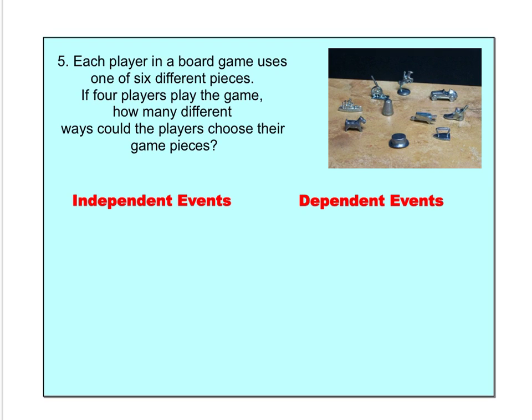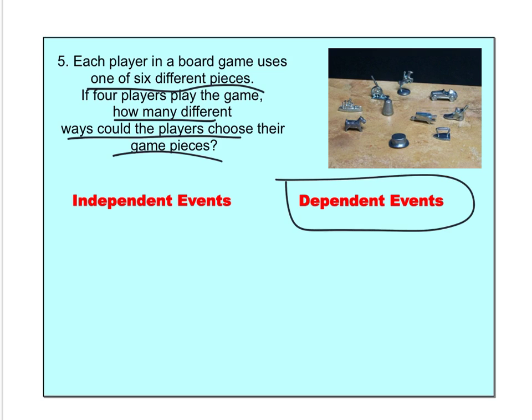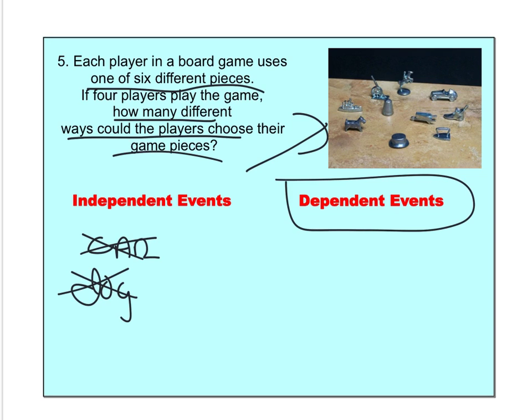So each player in a board game uses one of 6 different pieces. If 4 players play the game, how many different ways could the players choose the game pieces? All right, this one's going to be dependent. If we're talking about Monopoly pieces, if the first person takes the car, then the car is no longer on the board. The second person takes the dog, then you can no longer have the dog. If the third one takes the ship, then the ship's no longer on the board.